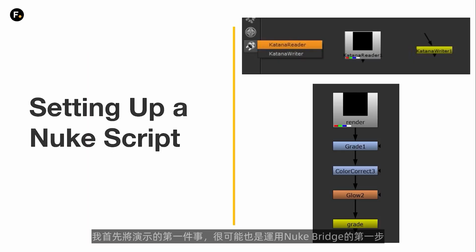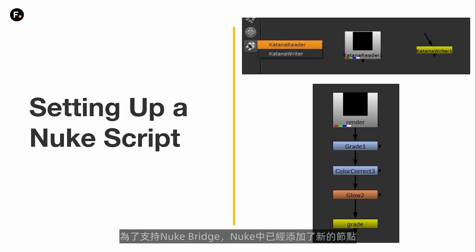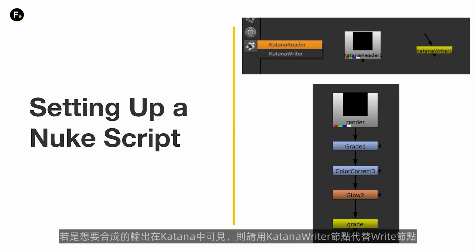The first thing I'm going to show you, and probably the first step when wanting to use the Nuke Bridge, is to show you how to set up a Nuke script so that it's compatible to stream your renders from Katana. So to support the Nuke Bridge, these new nodes have been added to Nuke, the Katana Reader and Katana Writer nodes. And now these work in the same way as read and write nodes in terms of setup. So comp artists, you'll just need to use a Katana Reader node in place of a read node when you want that image to be streamed from Katana, and Katana Writer node instead of a write node where you want the output to be visible back in Katana.